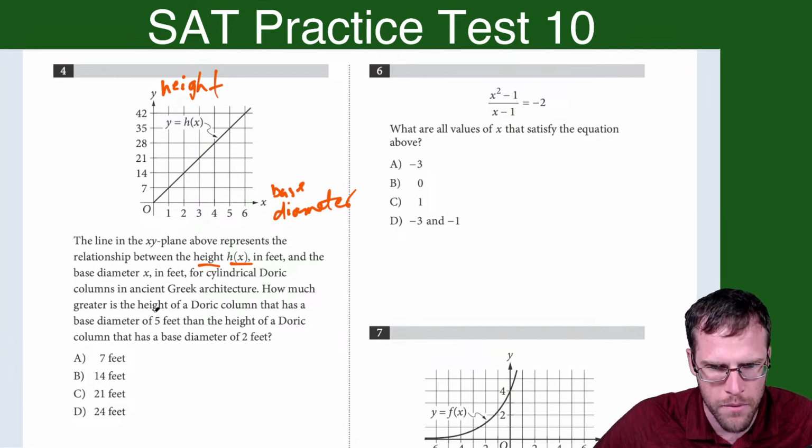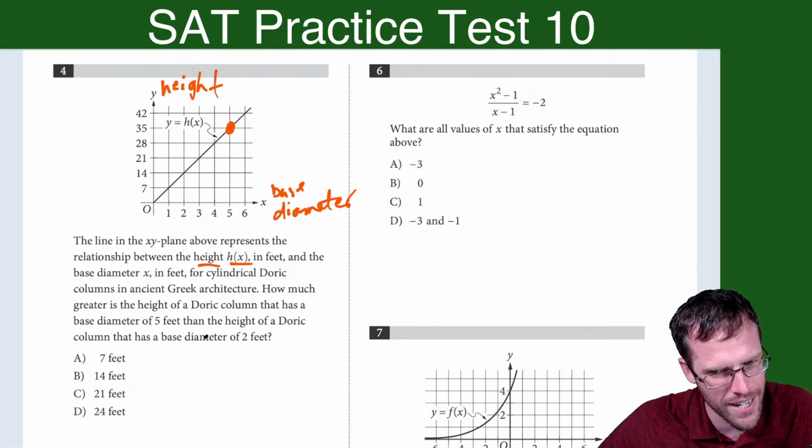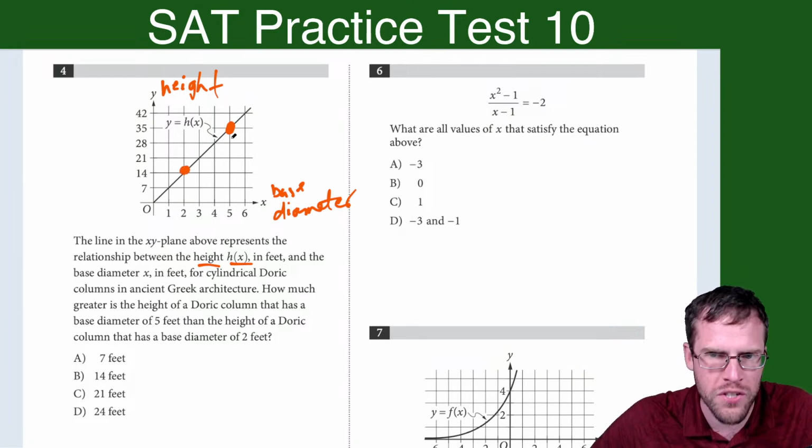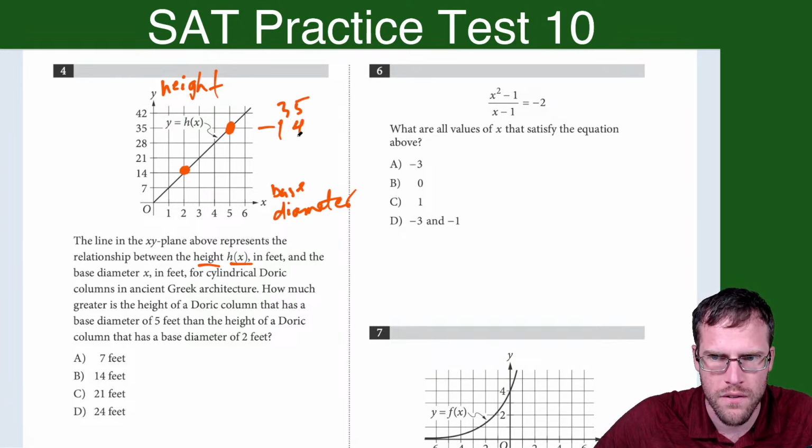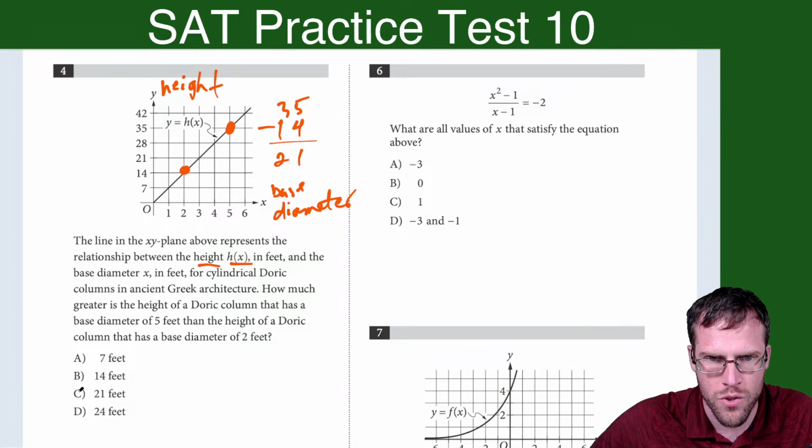So here's the actual question. How much greater is the height of a Doric column that has a base diameter of 5? So when x equals 5, I'm just thinking over here that y is 35. So how much greater is the height of the column that has a diameter of 5 versus the height of a Doric column with a base diameter of 2 feet? If we just look here, once again, the heights are the y values in the context of this question, how they labeled everything. So we're just doing the y value 35 minus the y value 14. And that's going to give us 21, which is choice C.